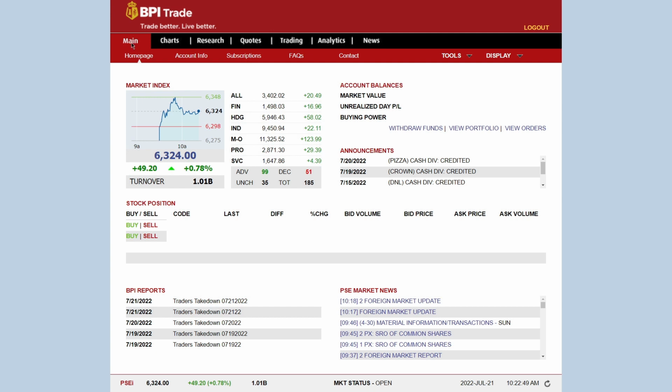Then we have the main tab. And ito yung homepage. Pwede nyo makita yung account info nyo. Dito kayo pwede mag-change ng inyong password and other details. Then subscriptions. So yan yung mga subscriptions sa IPOs and whatnot. And yung mga stock rights offering and all that, dun kayo mag-register. Then FAQs, pagka kinlik nyo yan, mag-pop up na window sa isang PDF and lahat ng mga frequently asked questions.